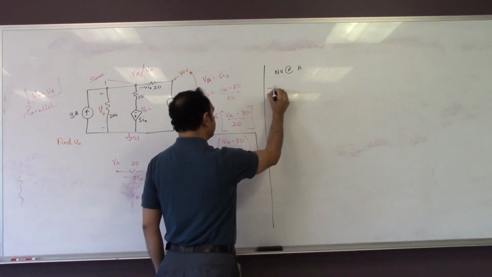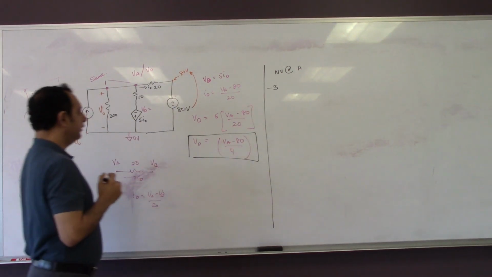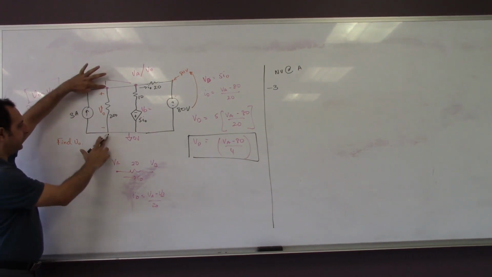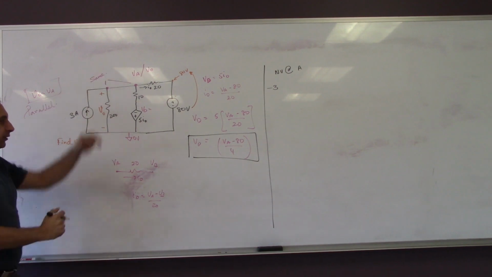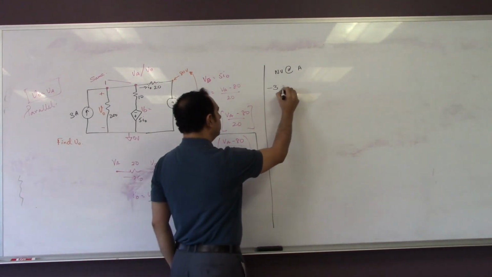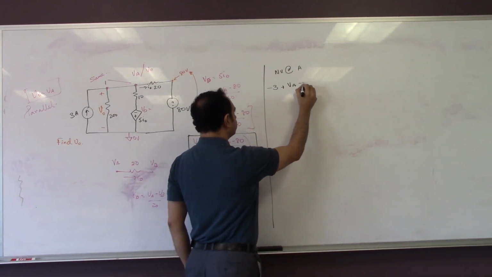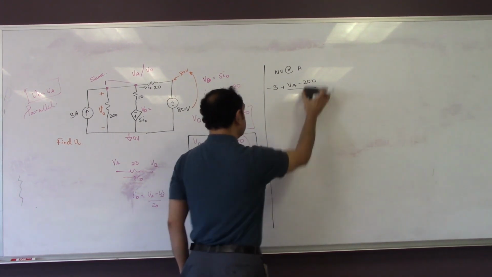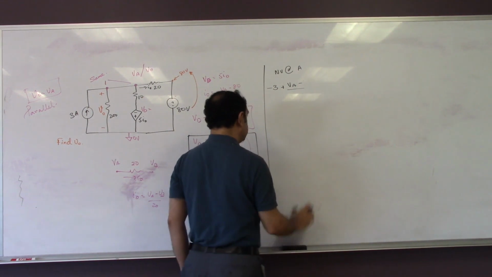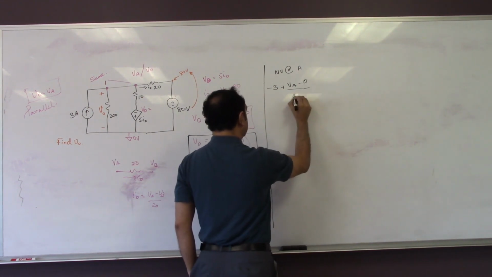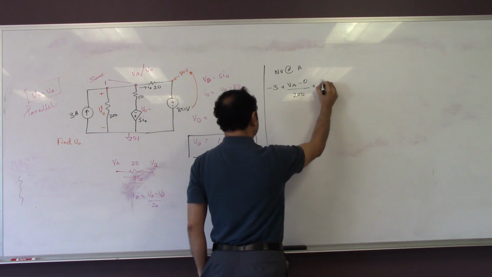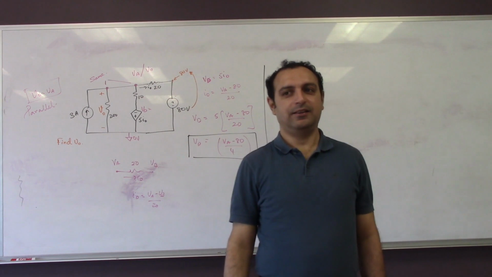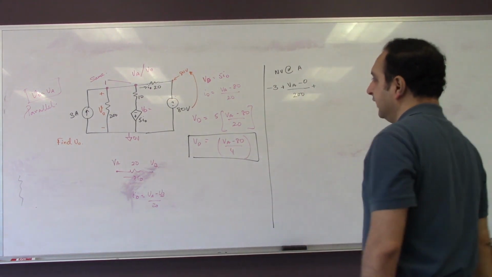negative 3. Okay, plus here you have VA, this is 0. So VA minus 0 divided by 200. Sorry. Okay, how do I write this? V naught minus VD. Okay.